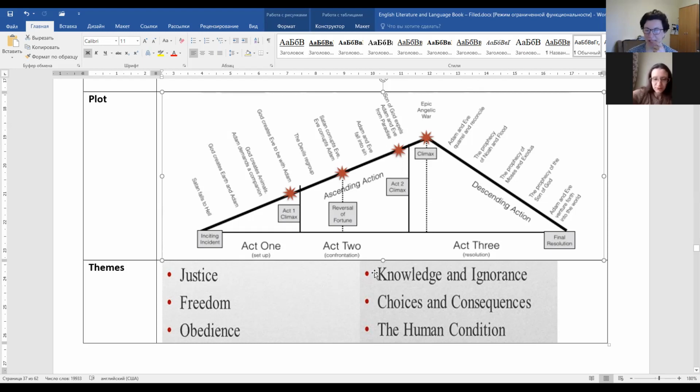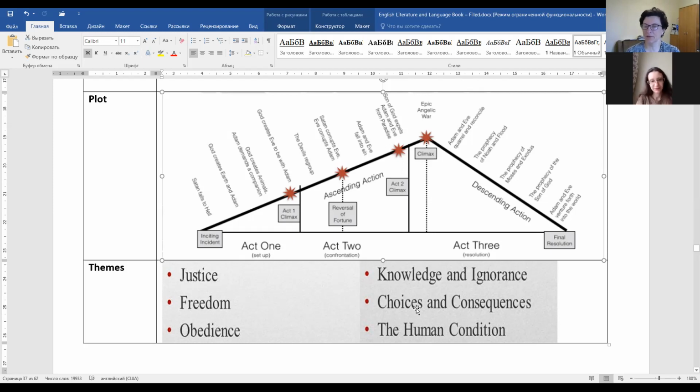Next is, again, knowledge and ignorance, which are connected with choices and consequences. How can we connect them? People have a choice, and for example, Adam and Eve could be obedient to God and remain in paradise, but they chose knowledge, so they fell and suffered from earth's problems. Very good. This is your own responsibility. It's not God's choice. It's not the government's choice. It's your own choice. So you're responsible for the consequences.